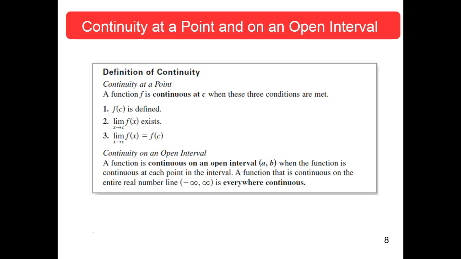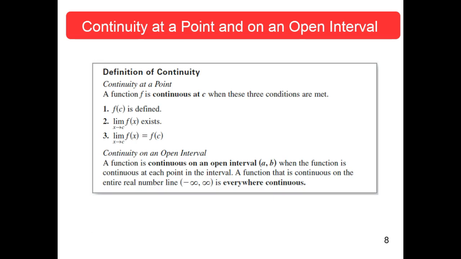So continuity on an open interval, that's one in parentheses where the ends are not necessarily defined. A function is continuous on an open interval, a to b, those are x values now, when the function is continuous at each point in the interval, okay? And a function that is continuous on the entire real number line from minus infinity to positive infinity is everywhere continuous. And we have certain functions that are there, and they're beautiful, wonderful, nice functions to deal with.